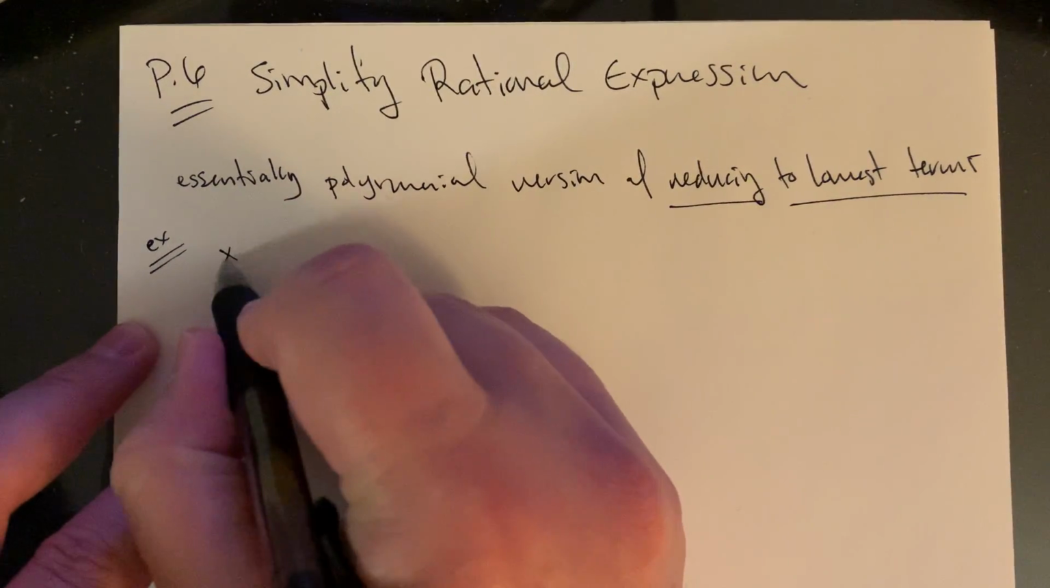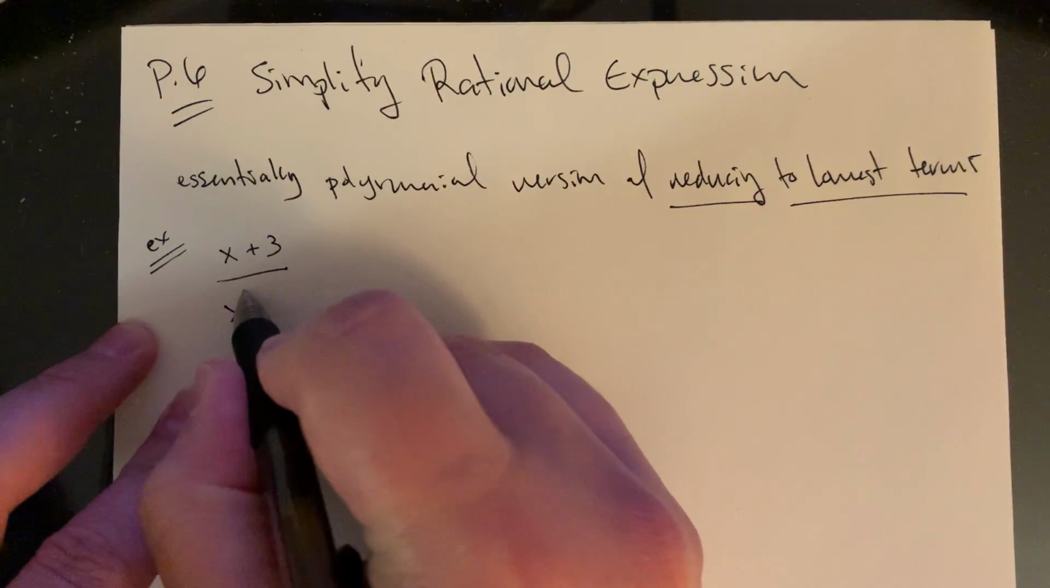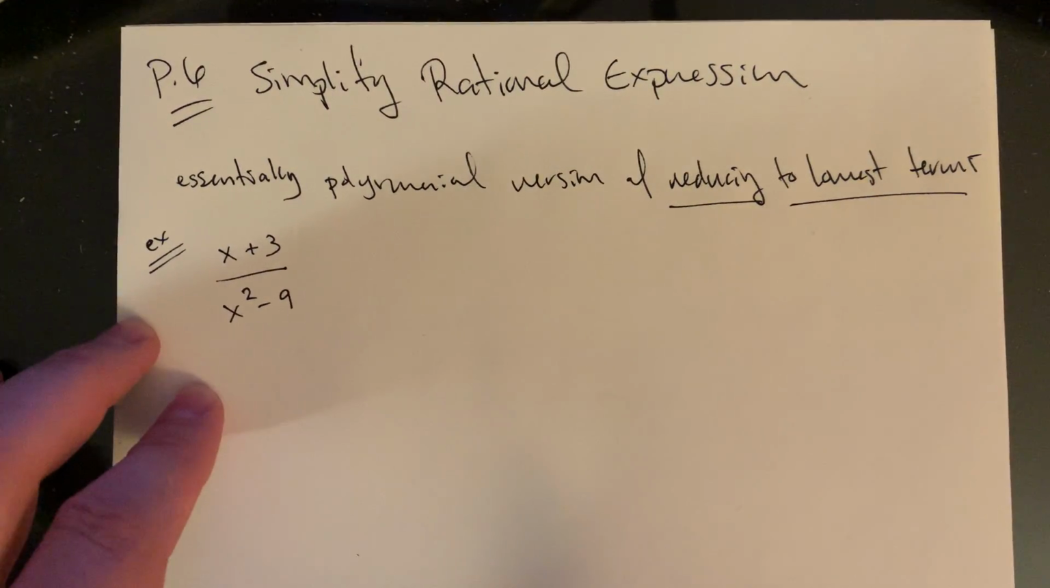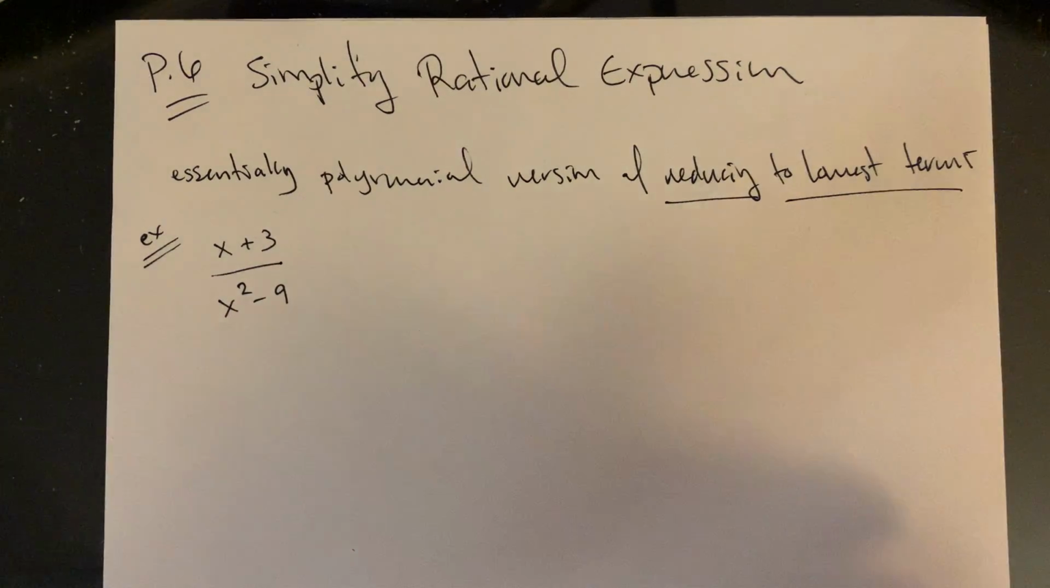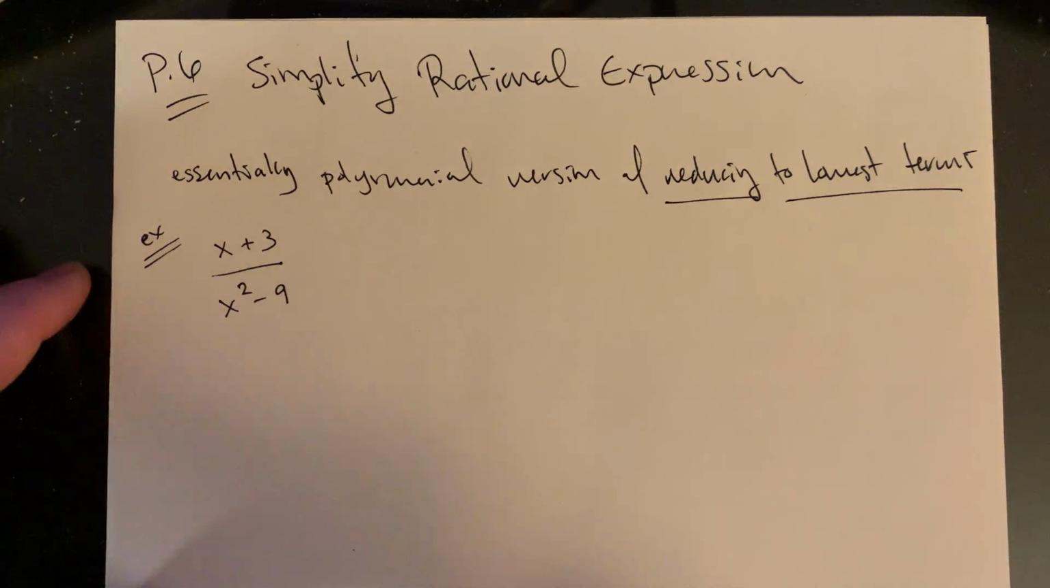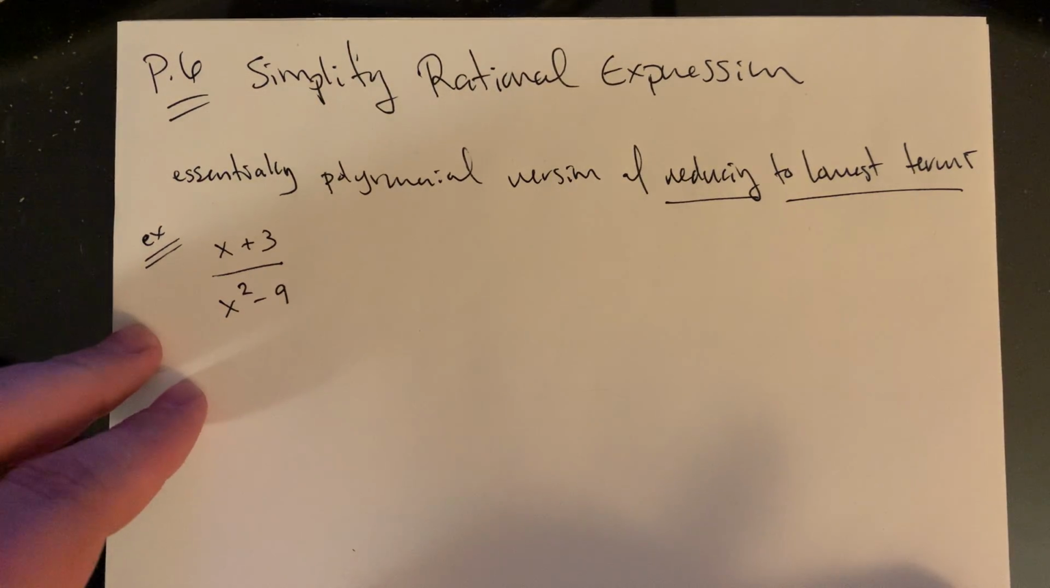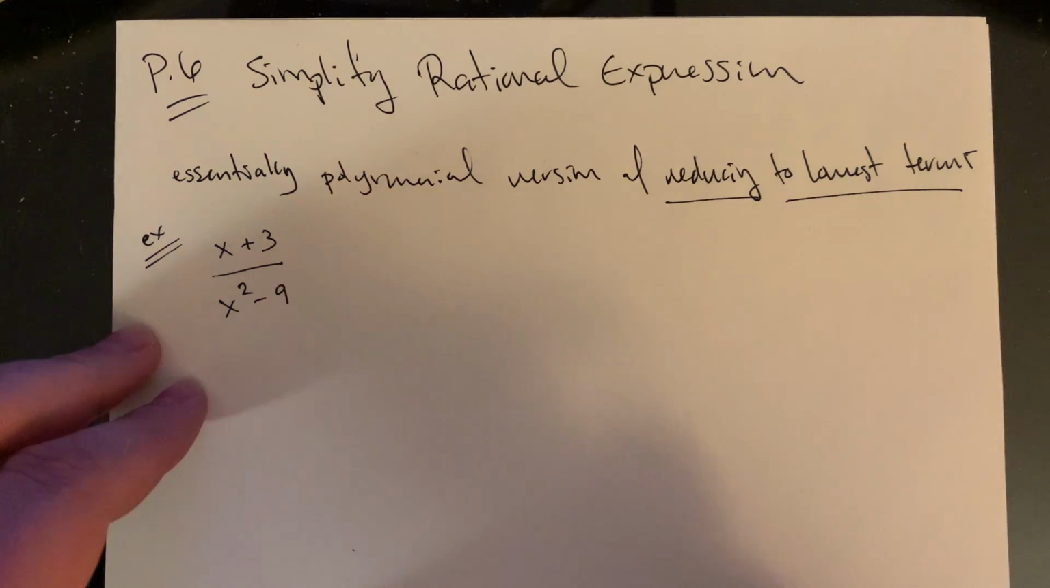So say, for instance, we've got x plus 3 over x squared minus 9, right? Okay, so it's a standard rational expression. Pretty simple polynomials here. What we're going to do is look to factor everything, and by that I mean both the bottom and the top. In the same way that if you were trying to reduce a fraction to lowest terms, you're going to break it down into its prime factors, and then cancel any matching factors that line up on the top and the bottom.